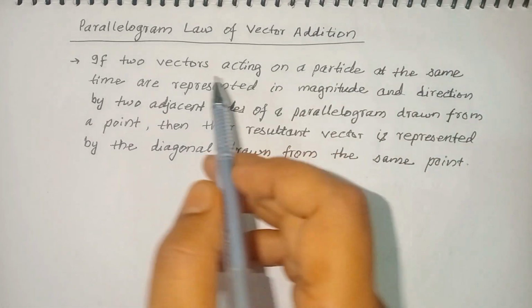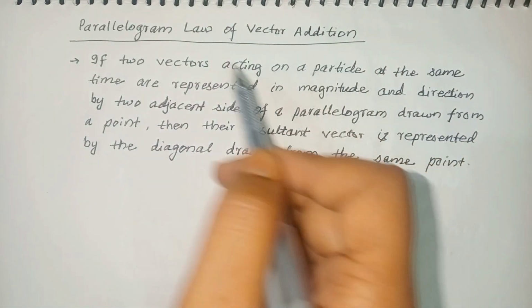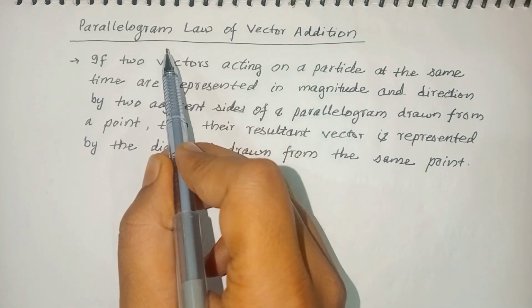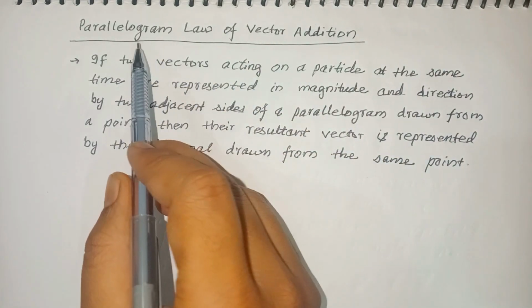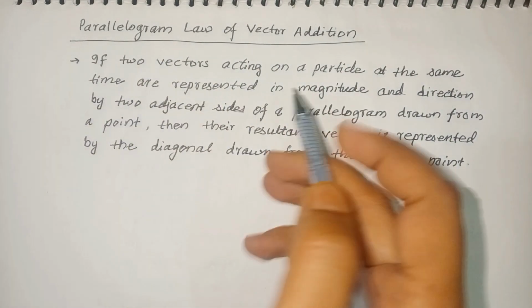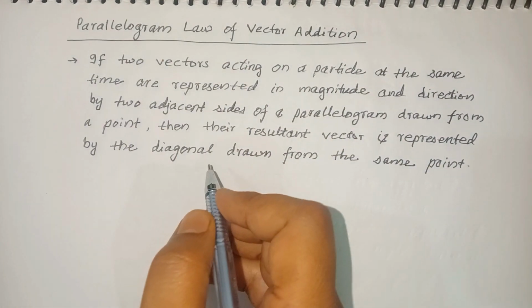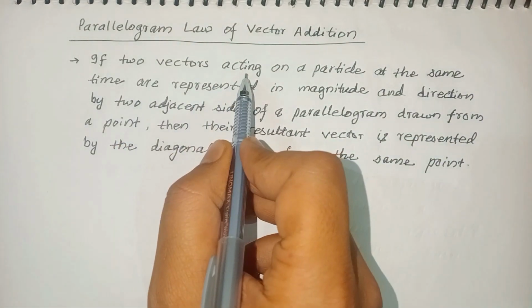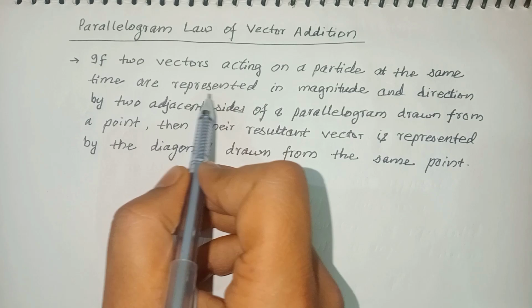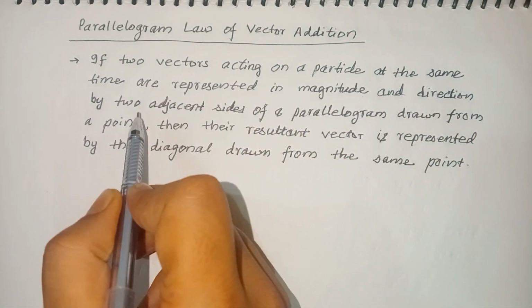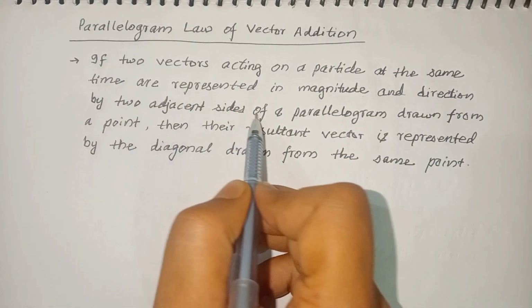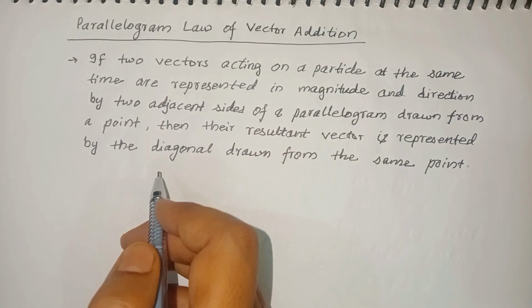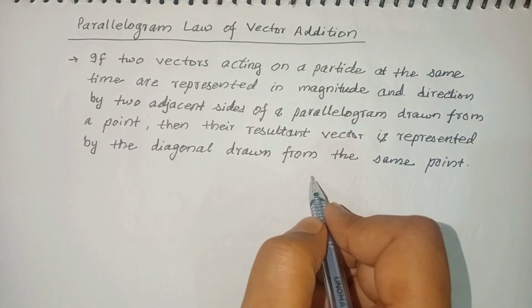Let's study the parallelogram law of vector addition. This is another law after the triangle law of vector addition. The parallelogram law says that if two vectors are acting on a particle at the same time, and they are represented in magnitude and direction by the two adjacent sides of a parallelogram, okay. Two adjacent sides of a parallelogram means what?